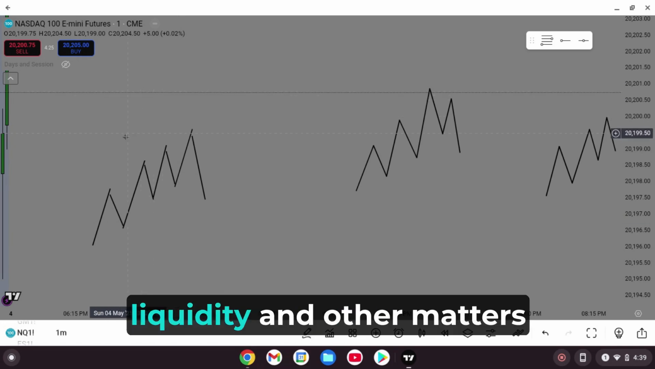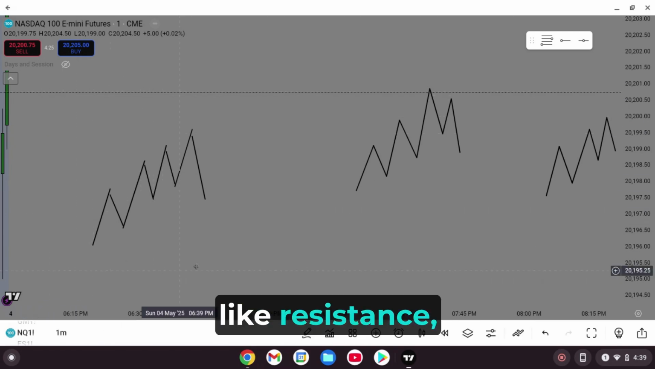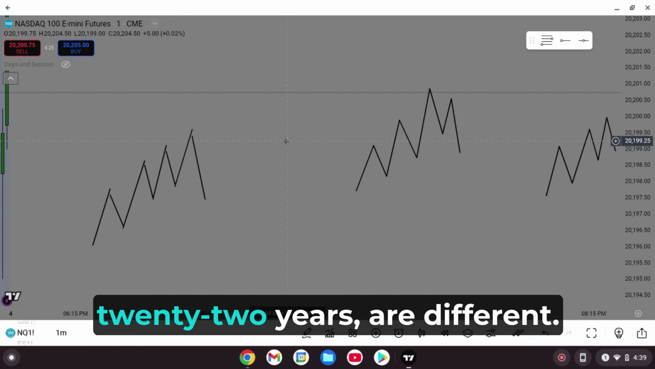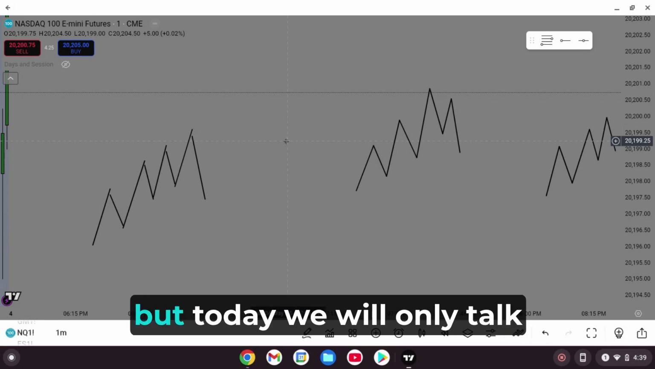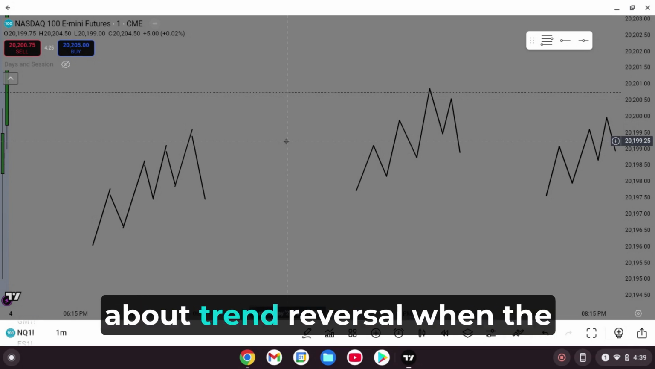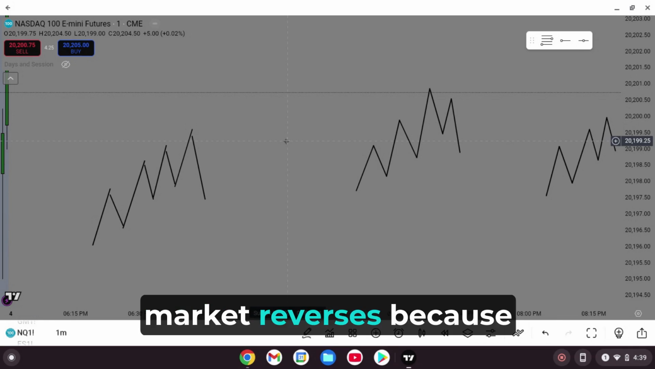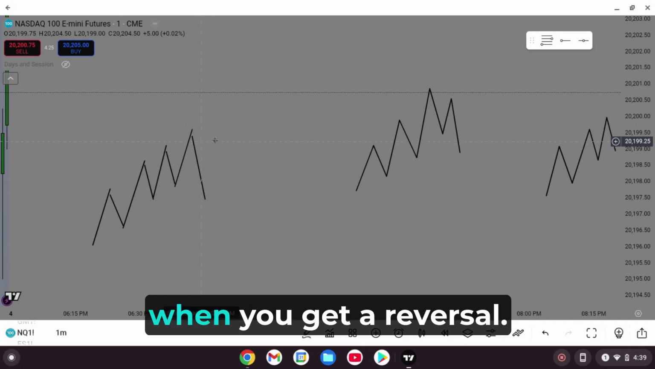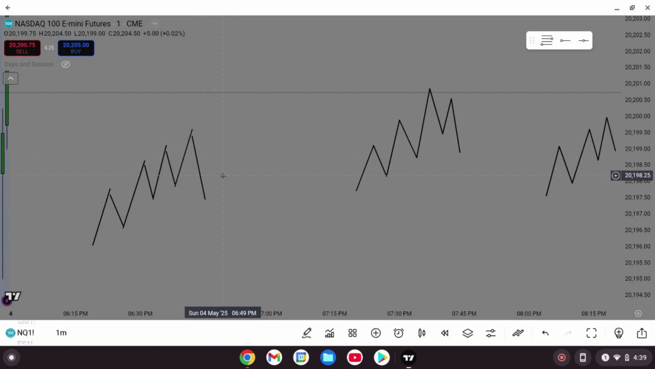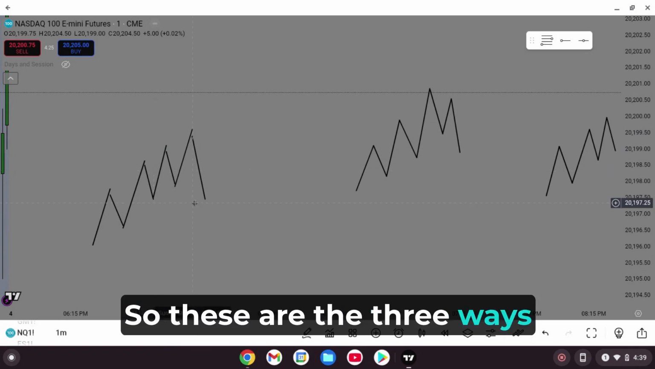Yes, liquidity and other matters like resistance, which people look at for years, are different. When the trend reverses, that is a different topic, but today we will only talk about trend reversal when the market reverses, because your data is the same. You can only make a profit when you get a reversal. So these are the three ways for trend reversal.